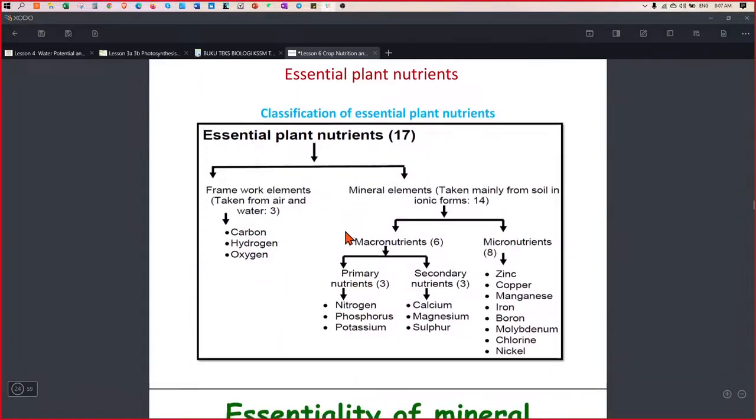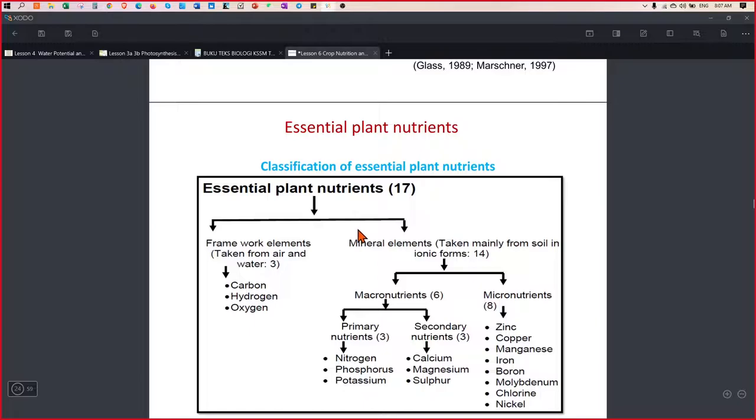Okay, right. So here's the summary of the essential plant nutrients. We're using the 17 elements. Three framework elements: carbon, hydrogen, oxygen. And then you have the macronutrients, you have the micronutrients. For the macronutrients, you have your primary and secondary nutrients. And for the micronutrients, you have these eight. Bear in mind, micronutrients, at least you need eight. But sometimes if your fertilizer can provide more, that can be beneficial to the plant. But in essence, you only need these micronutrients.